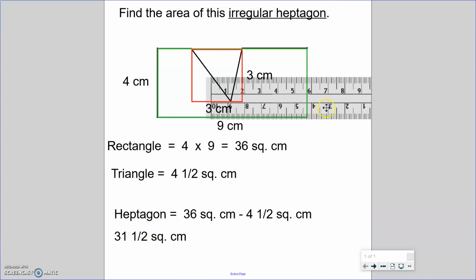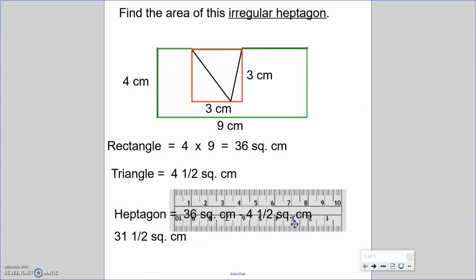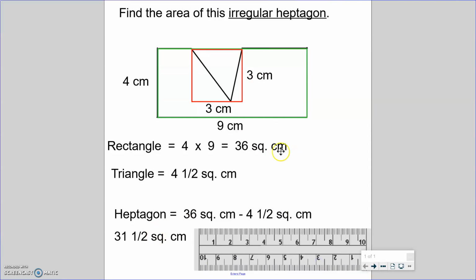So it's one of those key things. We have not done a problem like this before, but it's important to remember that area can be additive, which means if we want, we can split something up into a whole bunch of pieces and then add those areas together. But we can also be subtractive with it. We can look at something and find an area that's actually larger than the shape, but then subtract to find the area of the shape we're looking for.